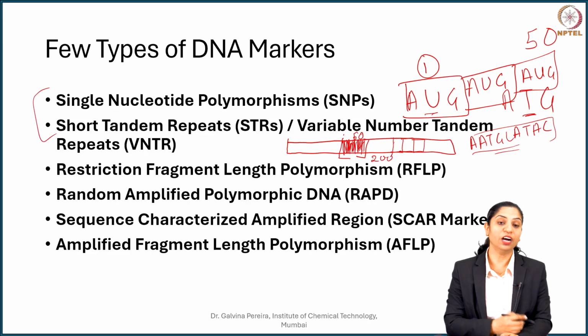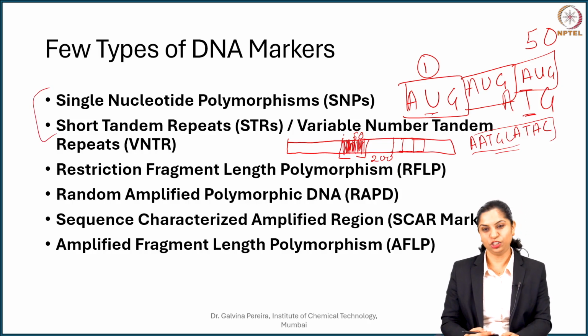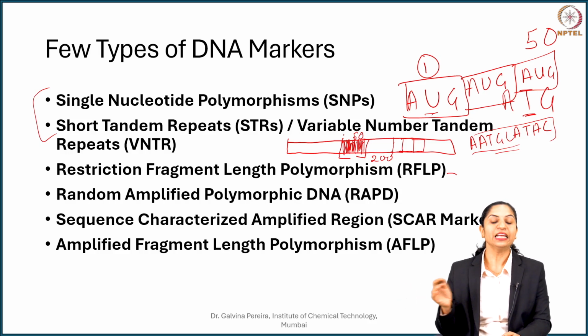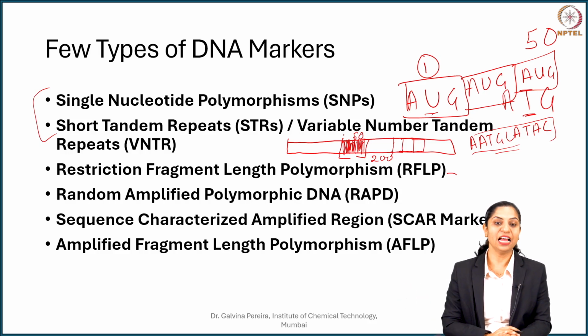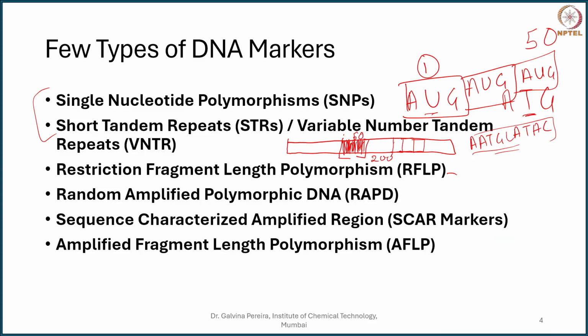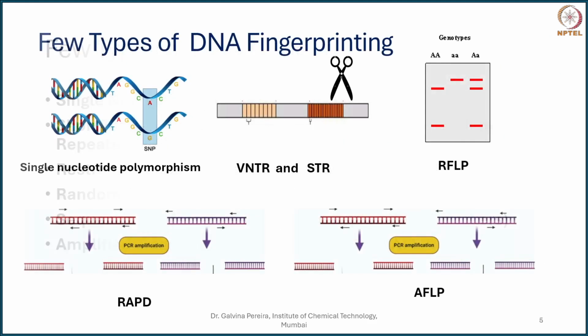Now, you can use other techniques also which use what is called restriction fragment length polymorphism, the one I discussed, where your restriction endonucleases produce different fragments. Then you have what is called RAPD, we will just see it, SCAR, that is sequence characterized amplified regions, and amplified fragment length polymorphism. To understand this, let us see it diagrammatically.